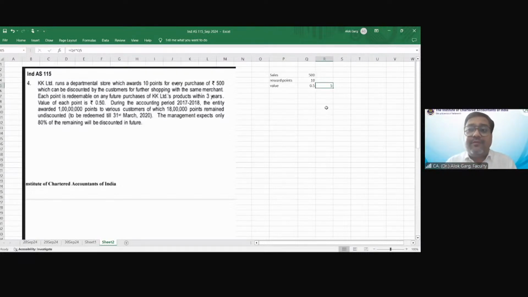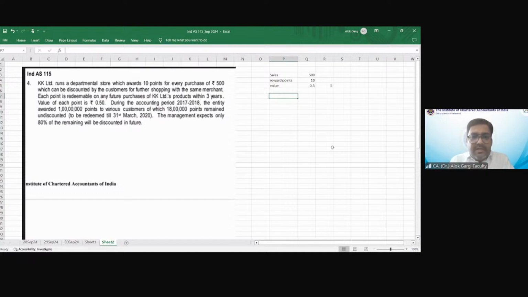It means there are two performance obligations. One is sale of goods right now. Second, giving a right to discount in future. During the accounting period 17-18, the entity awarded 1 crore points to various customers, of which 18 lakh points remained unredeemed, to be redeemed till 31st March 2020. The management expects only 80% of the remaining will be discounted in future.